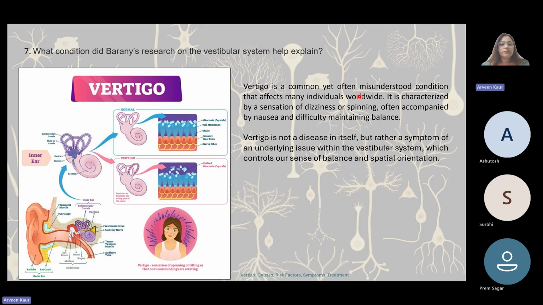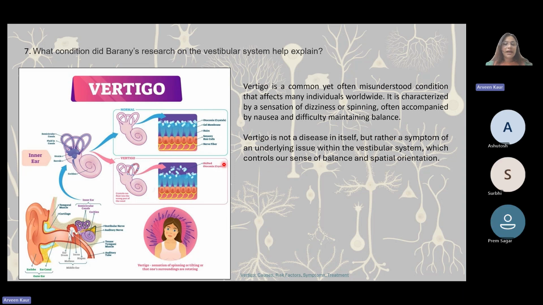So, what is vertigo? It is a sensation of spinning or tilting, or that one's surroundings are rotating. It is happening because of the shift in these particular crystals. Vertigo is a common yet often misunderstood condition which affects many individuals worldwide. It is characterized by a sensation of dizziness or spinning, often accompanied by nausea and difficulty in maintaining balance. Vertigo is not a disease in itself, but rather a symptom of an underlying issue within the vestibular system, which controls our sense of balance as well as spatial orientation, right? I hope this condition is clear to you, what exactly vertigo is.